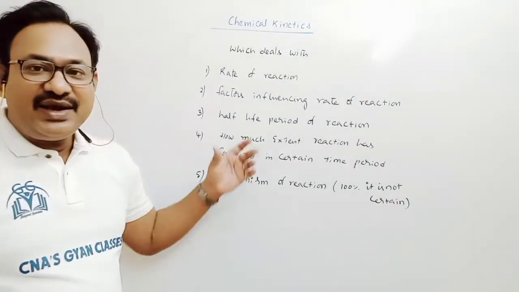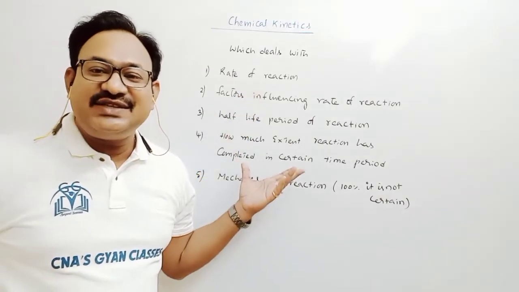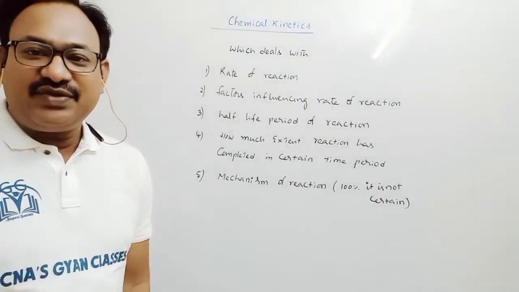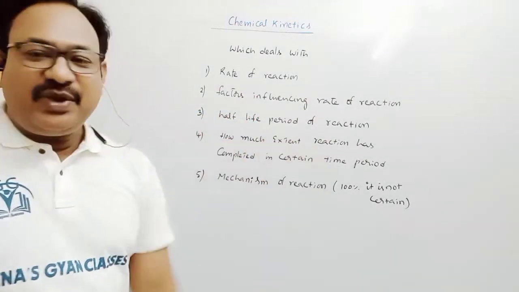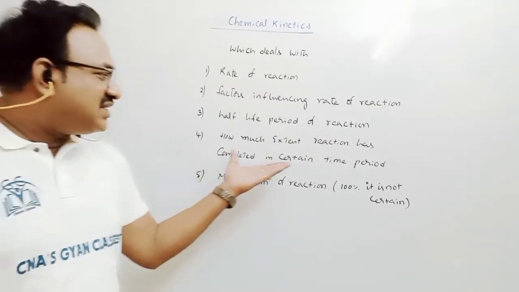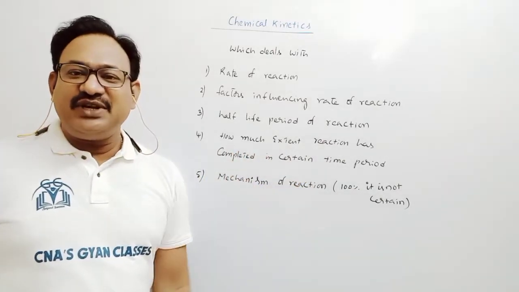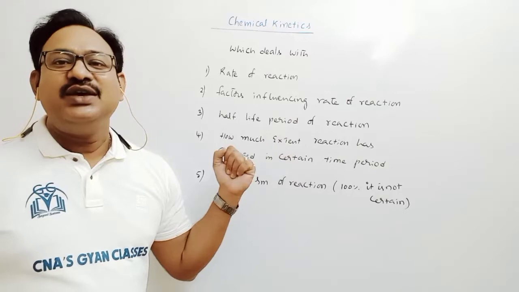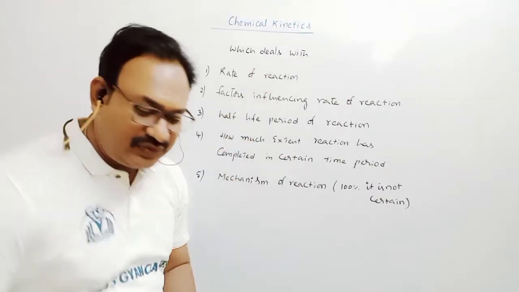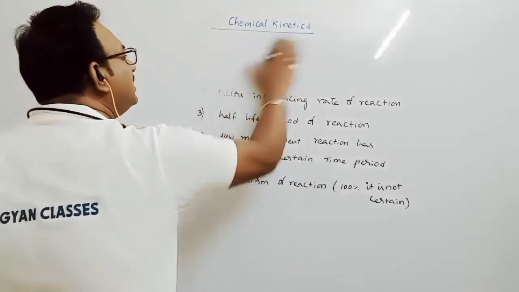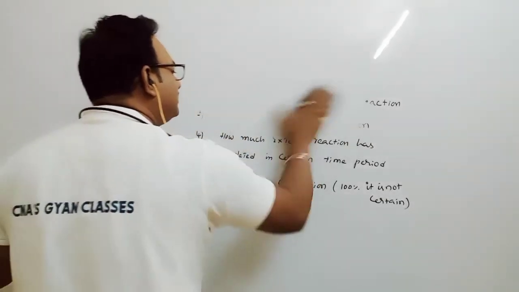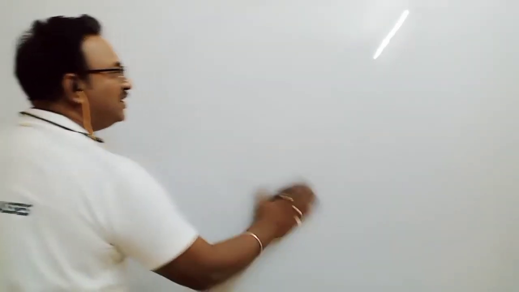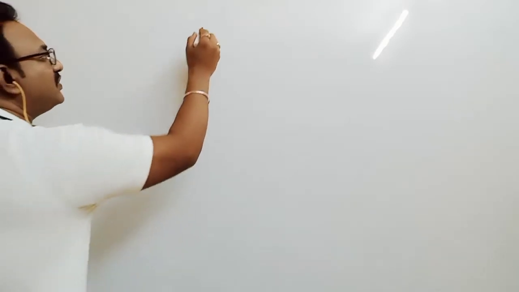So, in chemical kinetics, we use it to describe all these aspects. What we describe? Rate of reaction, factors influencing rate of reaction, and after that half-life period of the reaction. Again, how much extent of reaction is completed in certain time period, and mechanism of reaction, but it is not 100% sure. Okay, so let me go through one by one. First I am going through rate of reaction. Okay, how can you describe rate of reaction? Listen carefully.